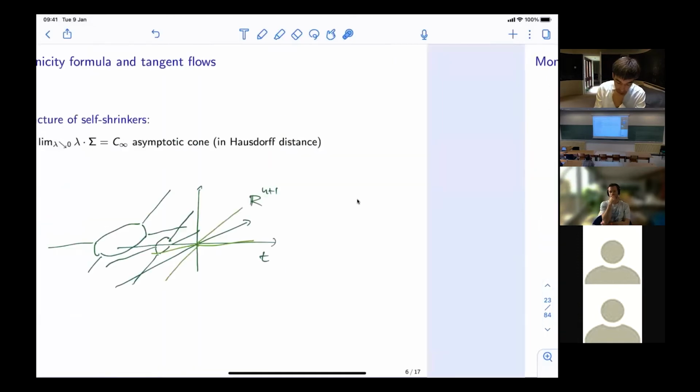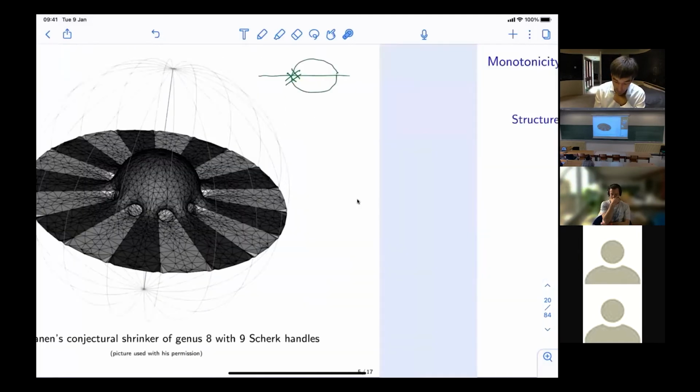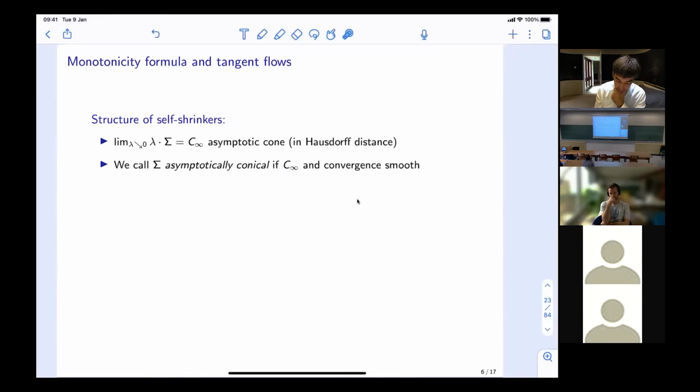Now let's look at these examples here. We call a shrinker asymptotically conical if this cone is smooth at infinity. So if it's a cone over a smooth submanifold of S^n. Then we say that the shrinker is asymptotically conical if this cone at infinity is smooth and the convergence to the cone is smooth. So it also means no higher multiplicity. Okay, so that's an asymptotically conical shrinker.